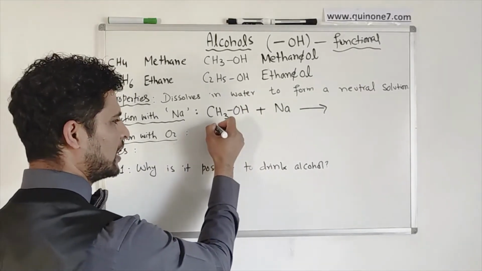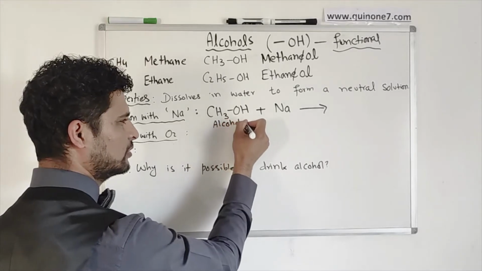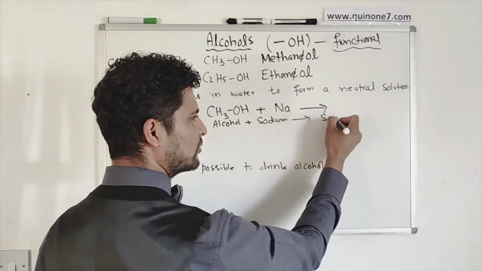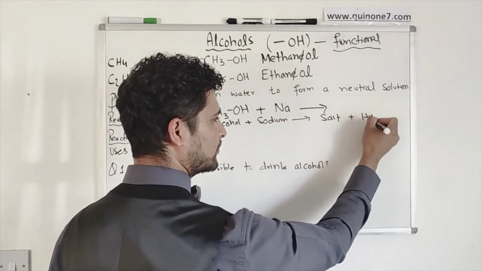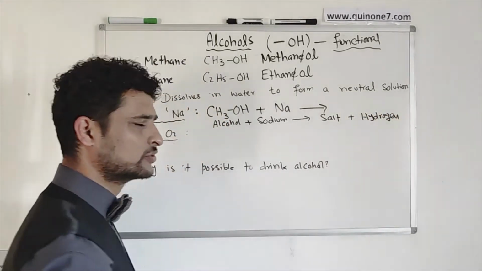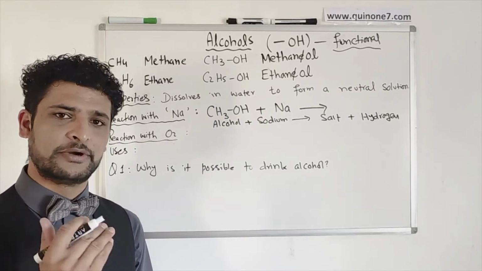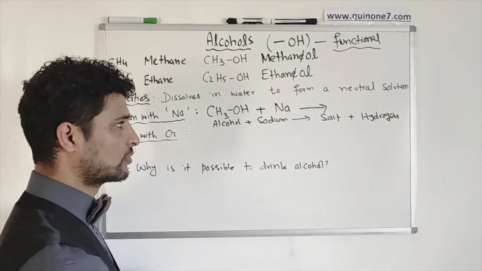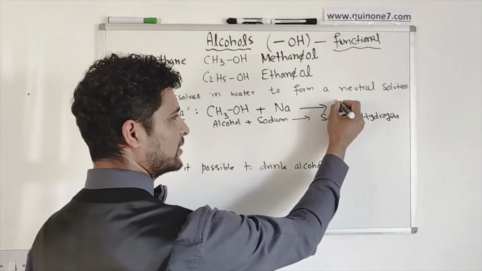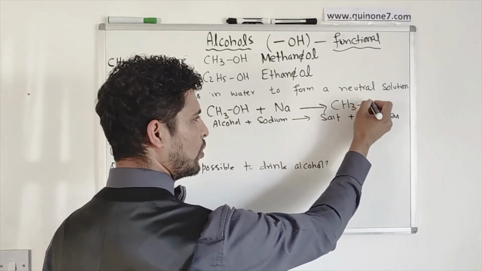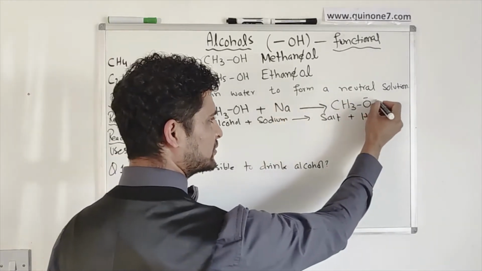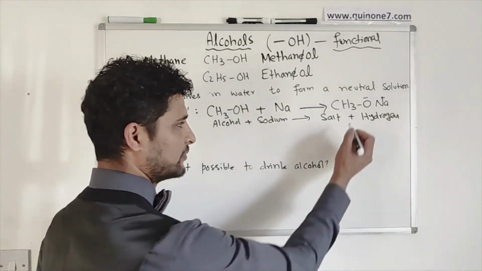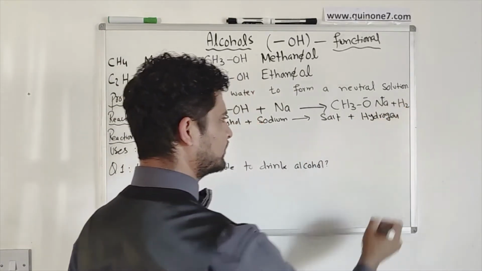So you can write down the word equation: alcohol plus sodium will produce salt plus hydrogen gas. So alcohols produce hydrogen gas when they react with sodium, whether methanol, ethanol or any other alcohol. What's going to happen is this hydrogen will be liberated. So the molecule will remain as the CH3O negative ion, and sodium will attach to the oxygen and make an ionic salt. And this is a salt, and the formula for hydrogen gas is H2.